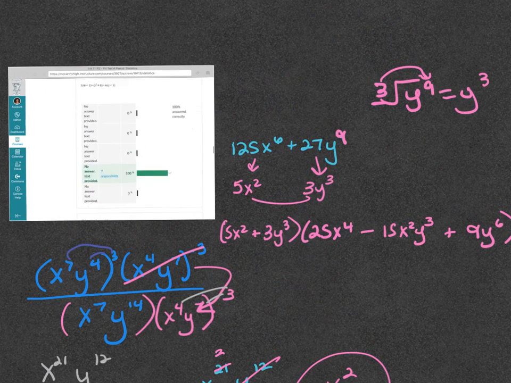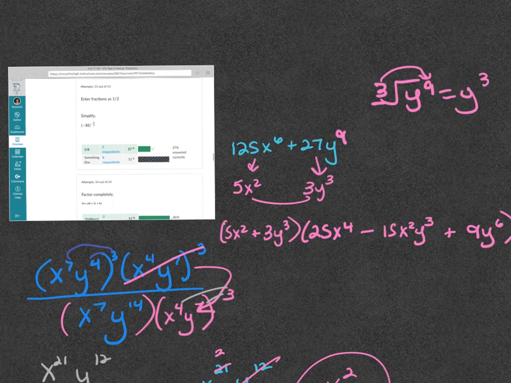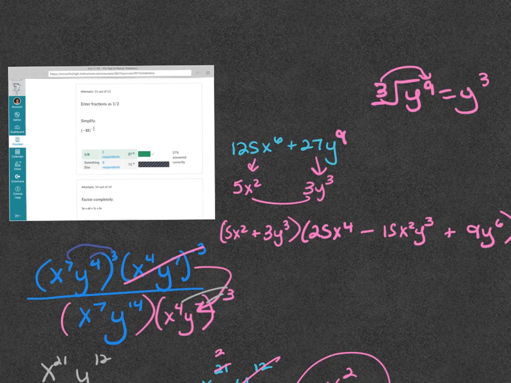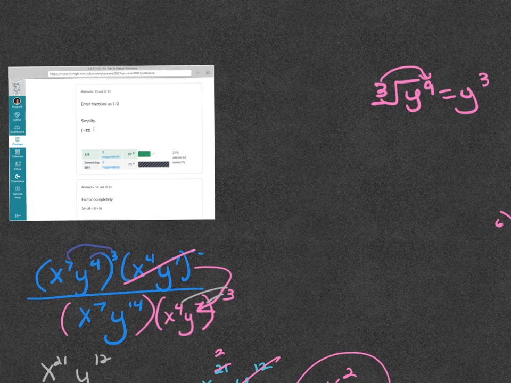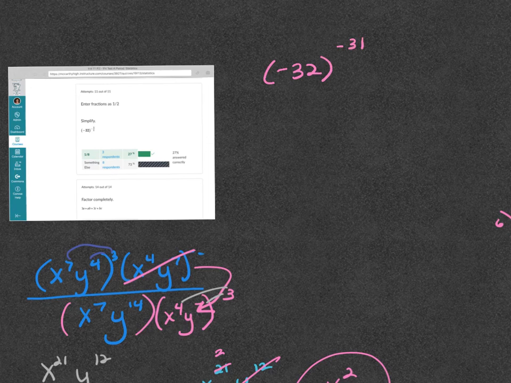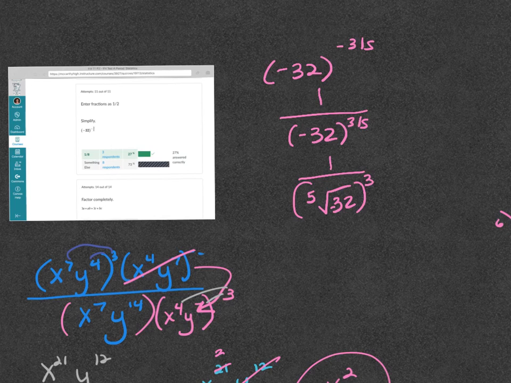All right, this one was good, good. This one, and most of it was because of the sign. So this was your fractional exponents. This said negative 32 to the negative 3/5. Negative in the exponent makes 1 over negative 32 to the 3/5. That's 1 over the 5th root of negative 32 to the 3rd power. The 5th root of negative 32 is negative 2, and negative 2 to the 3rd power is negative 8. So that should have been negative 1/8.